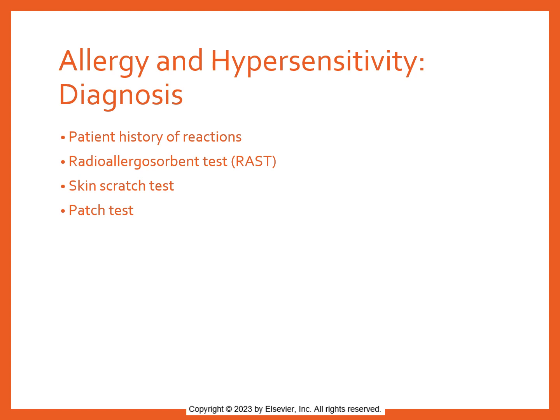The disadvantages to the RAST are that it's more expensive than skin testing. It can take several days to weeks before the results are known, and it's less specific. This means the test will tend to produce more false positive and false negative results to allergens. The skin scratch test has been the most reliable method of allergy testing for more than 100 years. The patch test is similar to the scratch test, except that the allergen is placed on the surface of the skin and covered with an airtight dressing or patch.